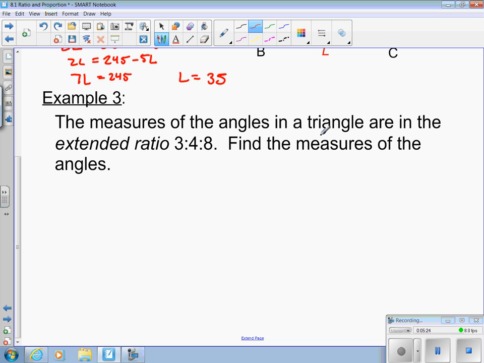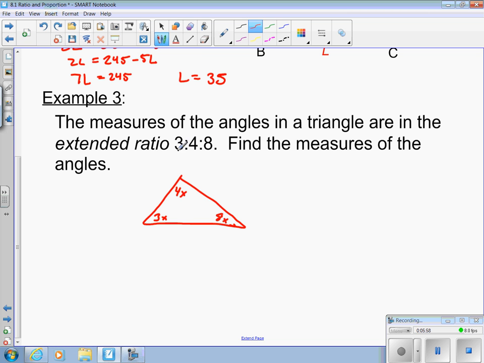The measures of angles in a triangle are in the extended ratio 3 to 4 to 8. Find the measures of the angles. So in this case, you can draw your triangle and you know the ratio is 3 to 4 to 8. The easiest way to do this is to say this angle is 3x, this angle is 4x, this angle is 8x. So we have some constant of x. And when we multiply by 3, 4, and 8, it's going to keep the extended ratio 3, 4, 8.